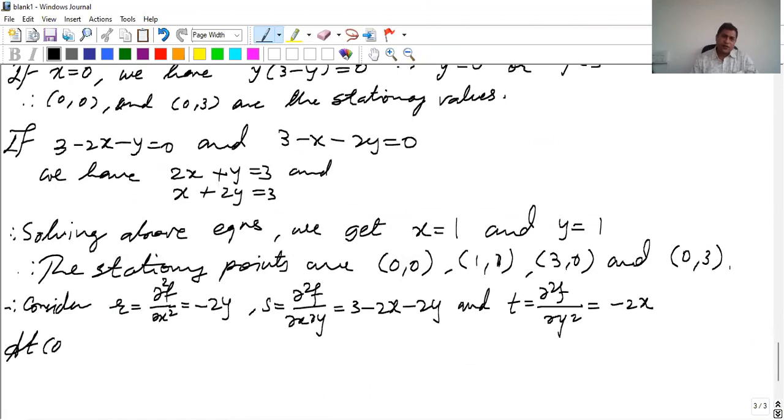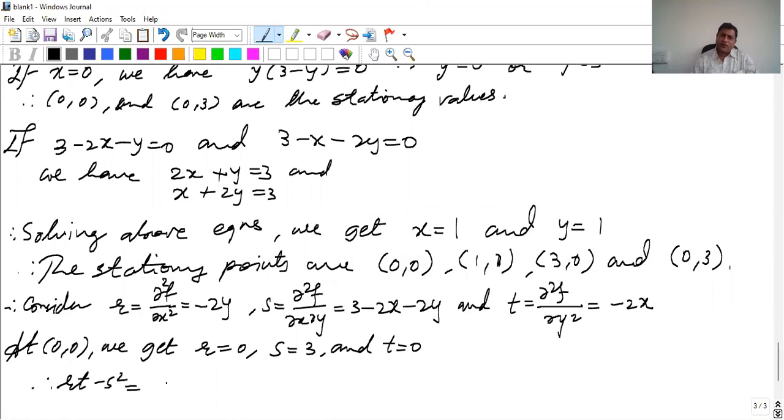What happens at the point (0, 0)? So we get R is equal to 0, S is equal to 3, and T is equal to 0. So what will happen to RT minus S²? Shall I write it directly? Yes, sir. Is it minus 3 squared? So it is going to be minus 9, right? Yes. Okay. Better we write it like this.